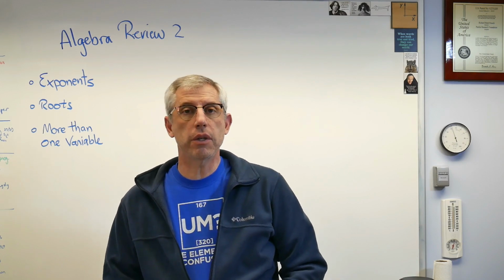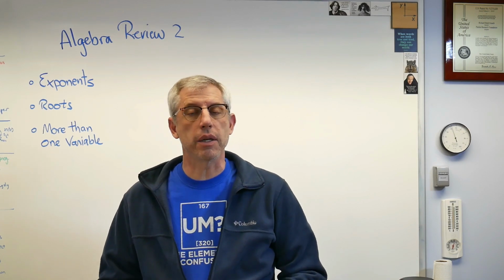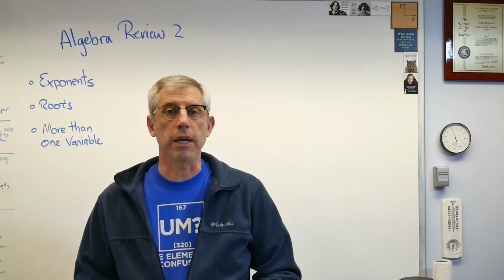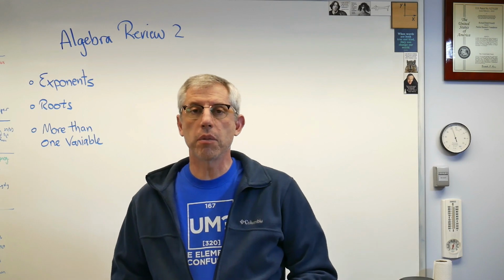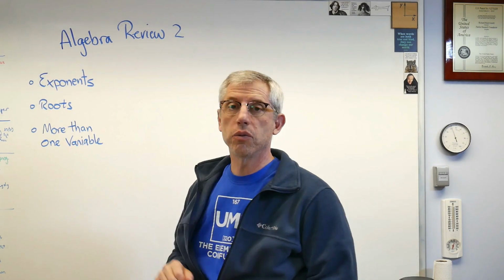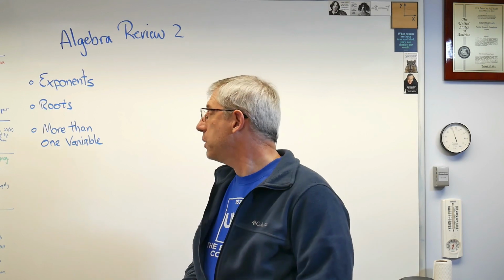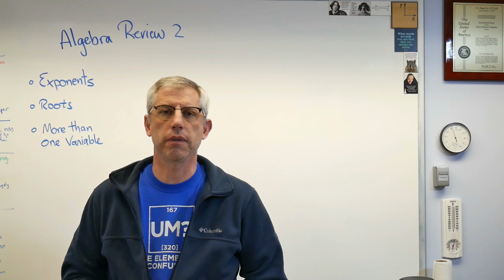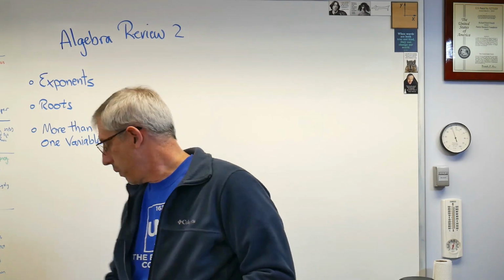In the first video I talked a little bit about some of the basic ideas in algebra. If you want to go back and review those, that might not be a bad idea. In this one I want to go over some of the more advanced ideas in algebra. The first one is exponents, the next one's roots, and the final one is what to do when you have more than one variable. How do you think about that? How do you draw pictures of that? So let's start with exponents.